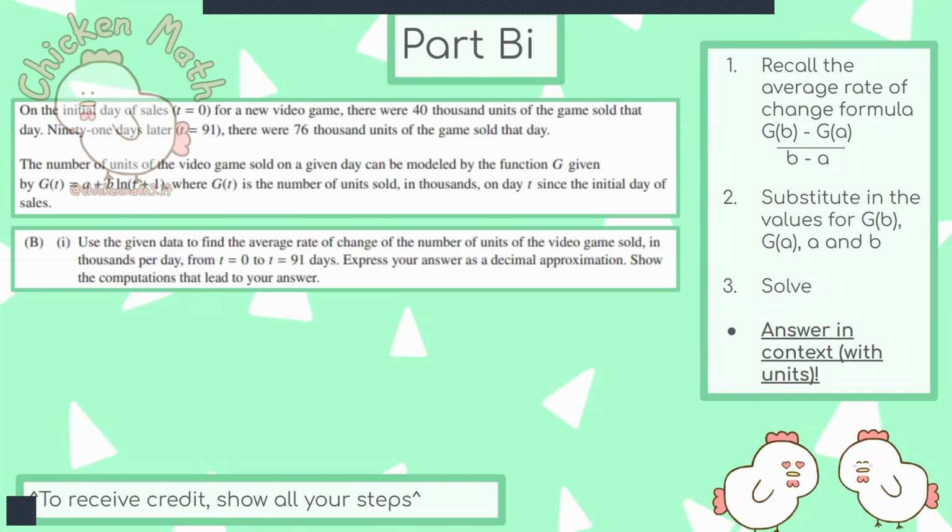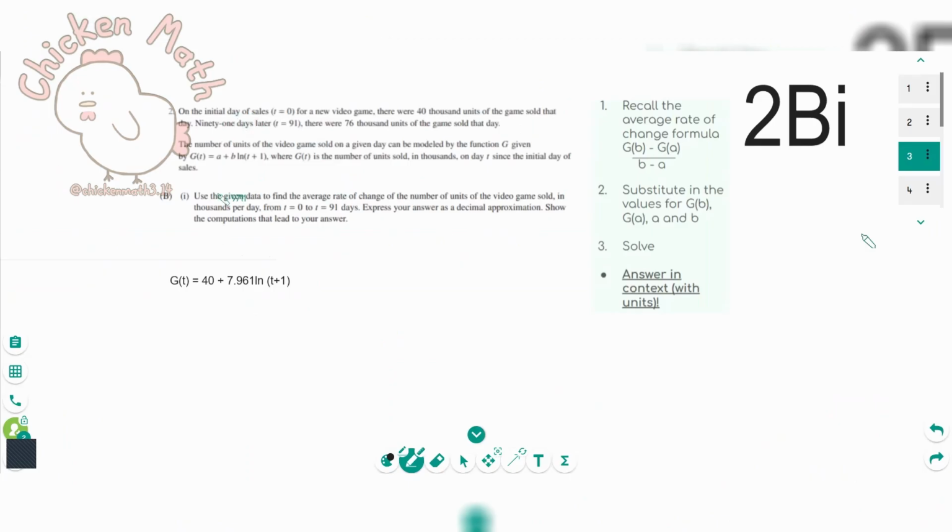Okay, guys, so now we're on part B. And for part Bi, it's asking us to find the average rate of change of the units of video games sold. So if we recall the formula that we just found in part A, which is G of t equals 40 plus 7.961 ln of t plus 1, we need to plug in points into this to find our average rate of change. So we would do G of 91 minus G of 0 over 91 minus 0.